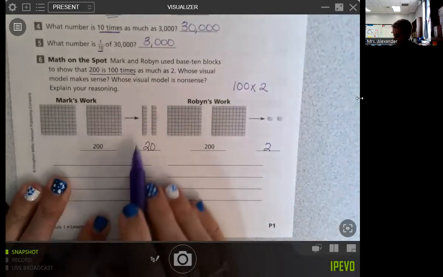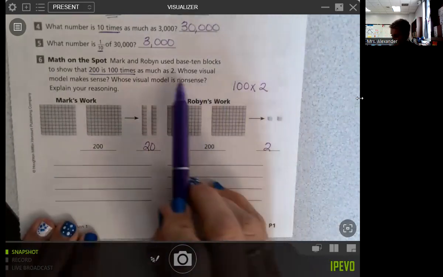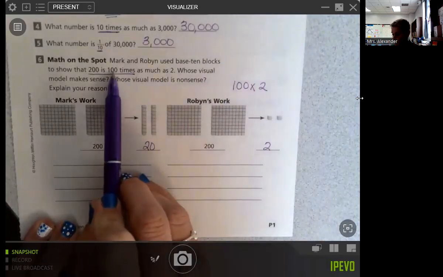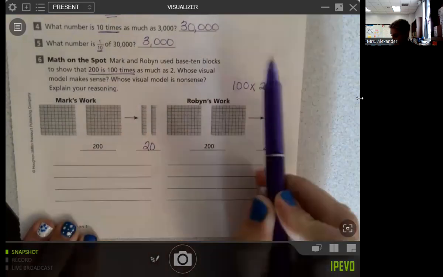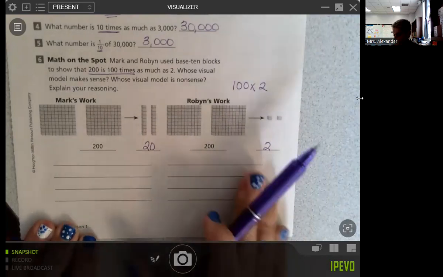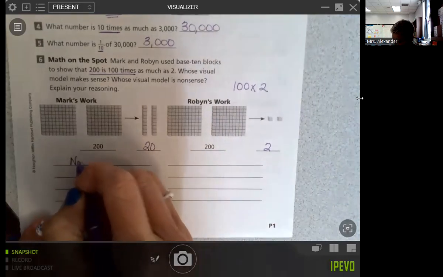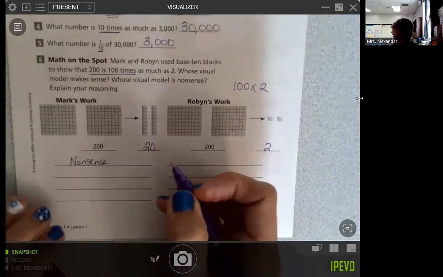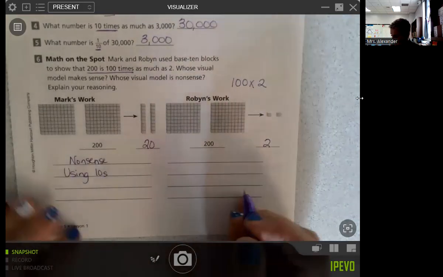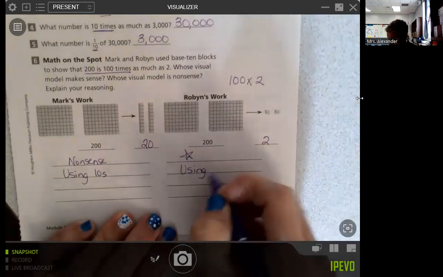Mark's is a little nonsensical because he's using 10s, right? And we're only doing as much as 2. So we would need those 1s. There are 2 zeros. So for 100 times, that's why we have 2 zeros to make it 200. So I kind of talked through the notes here. Mark's is nonsense. He's using 10s instead of 1s. And Robin's work, I would give her the star for using the correct model.